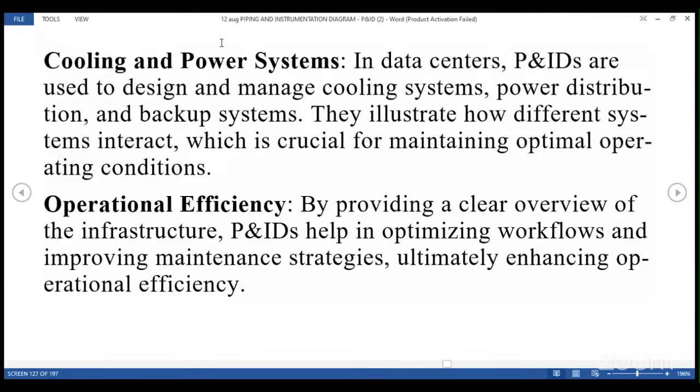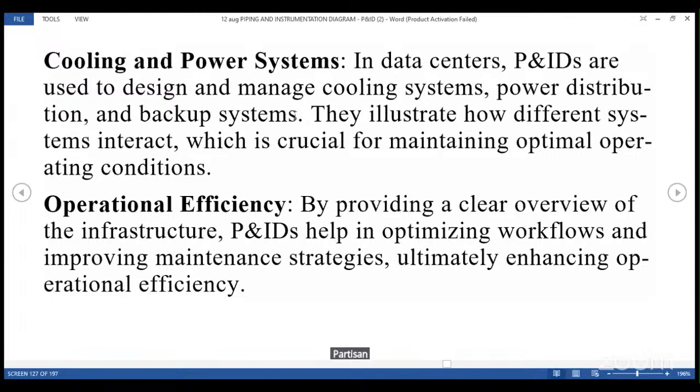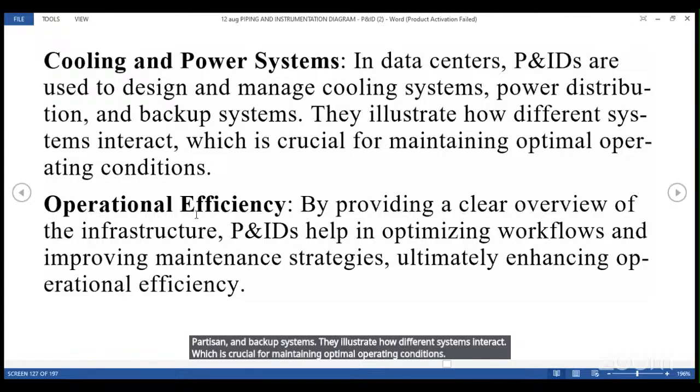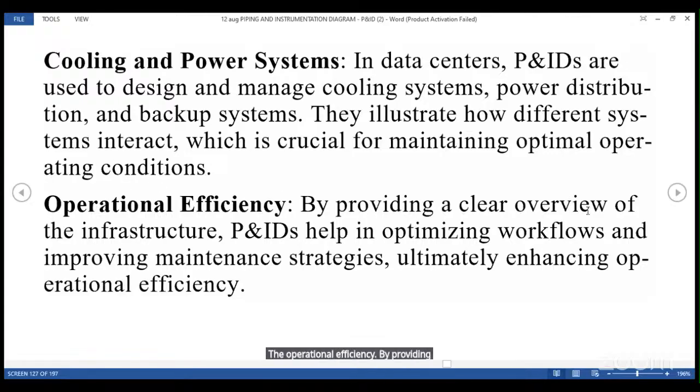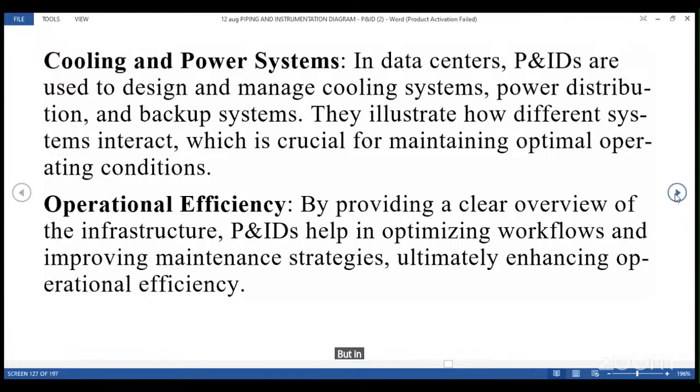Then in data processing, data centers. For cooling and power systems, P&IDs are used to design and manage cooling systems, power distribution, and backup systems. They illustrate how different systems interact, which is crucial for maintaining optimal operating conditions. For operational efficiency, by providing a clear overview of the infrastructure, P&IDs help in optimizing workflows and improving maintenance strategies, ultimately enhancing operational efficiency.